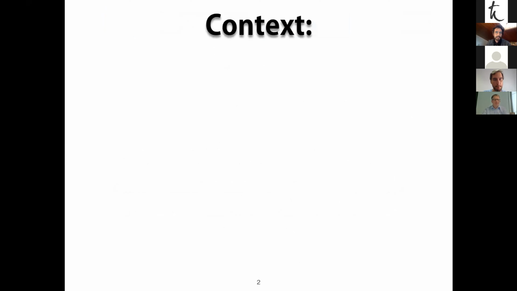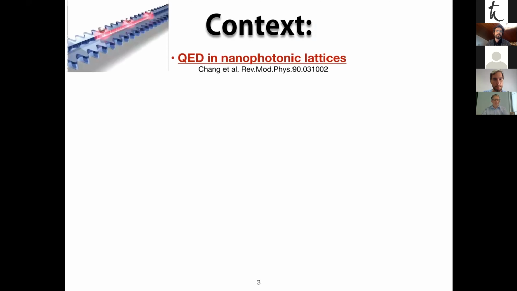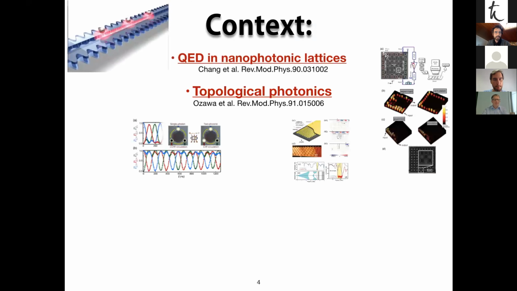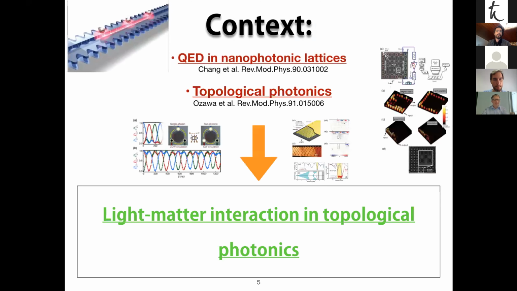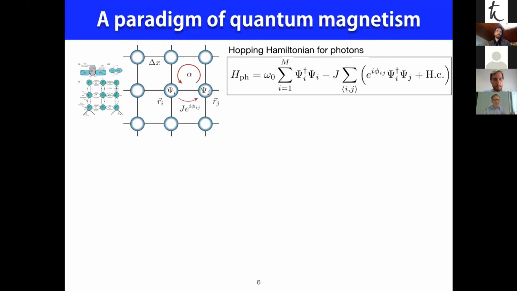The context was already introduced by the very nice talk of Alejandro, which is an overlap between quantum nanophotonics, like light-matter interaction in nanophotonic lattices, and topological photonics. The idea is to put these two things together in order to have light-matter interaction, but with a photon which has a non-trivial topology. In our work, we considered one of the simplest systems with non-trivial topology. Probably the simplest one is what Alejandro introduced, the SSH model, and probably the second simplest one is the two-dimensional lattice in which we have some complex hopping.